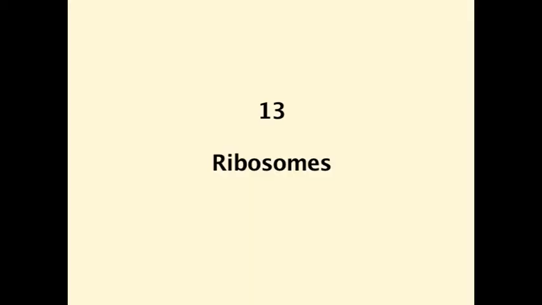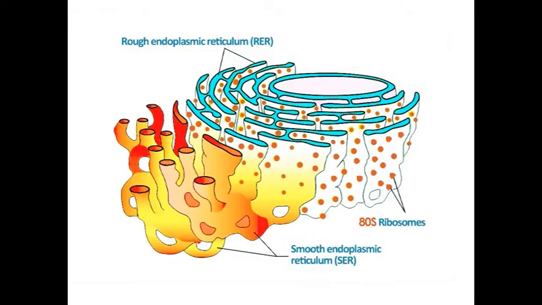Next is the ribosomes. Like all eukaryotic cells, plant cells contain 80S ribosomes attached to the rough endoplasmic reticulum or free in the cytoplasm, while 70S ribosomes are present in the chloroplast and mitochondria.